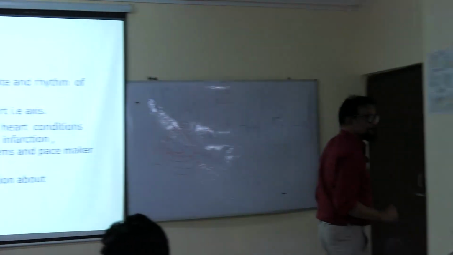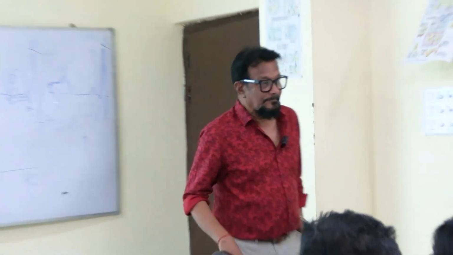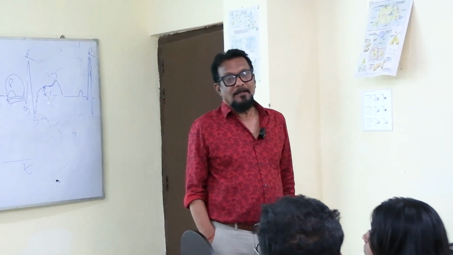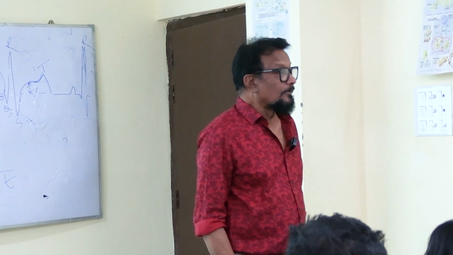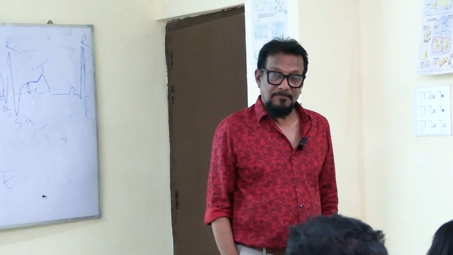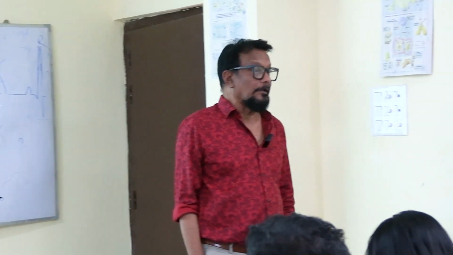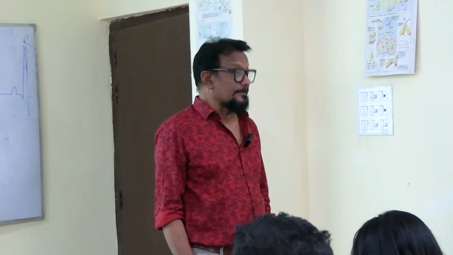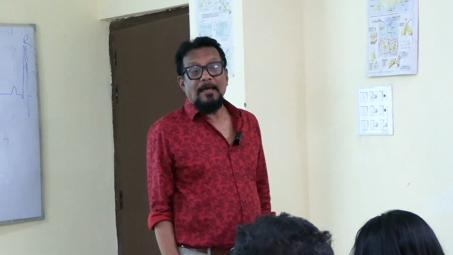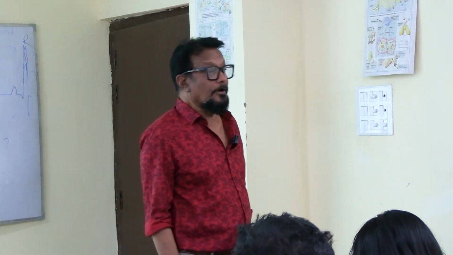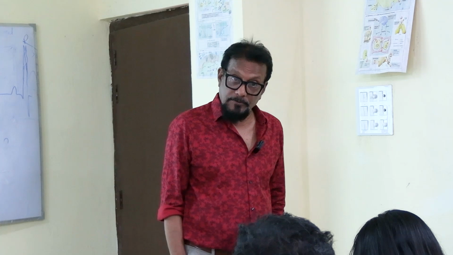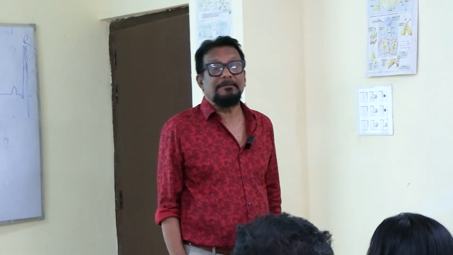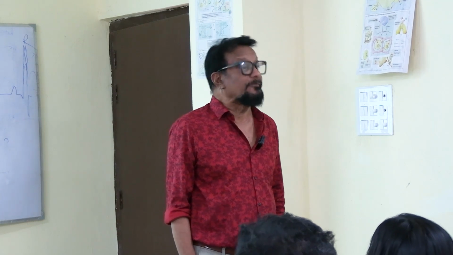Hypertrophy means thickening of the wall of the atria or thickening of the wall of the ventricle. If there is thickening of the wall of the atria, we call it atrial hypertrophy, atrial enlargement. If the enlargement is in the ventricle, we call it ventricular hypertrophy. If it is in the left ventricle, we call it left ventricular hypertrophy, in short LVH.